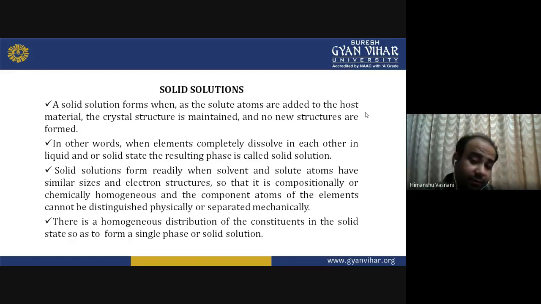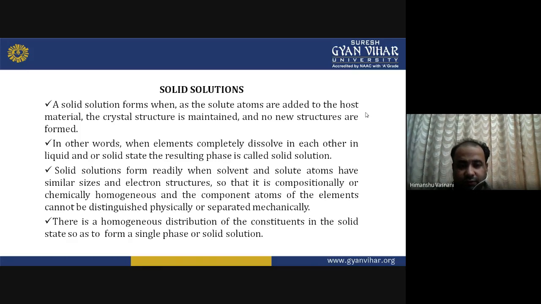This is a line I will repeat. I'll tell you once again because this is important. Solid solutions form readily when solvent and solute atoms are similar. I repeat once again because you need to understand this.